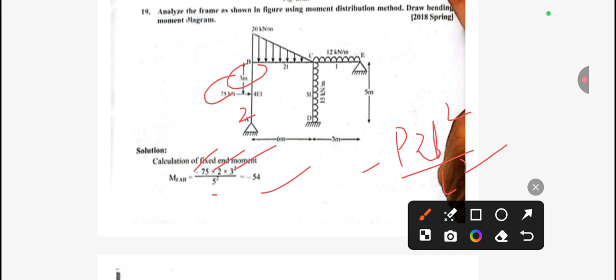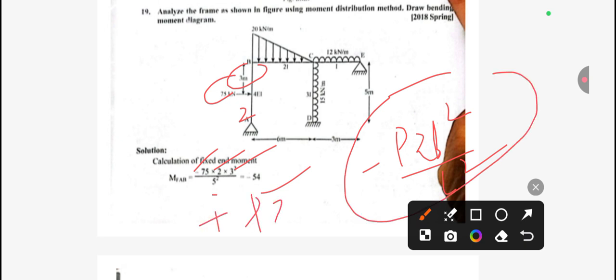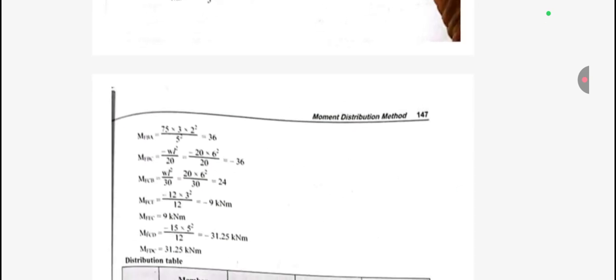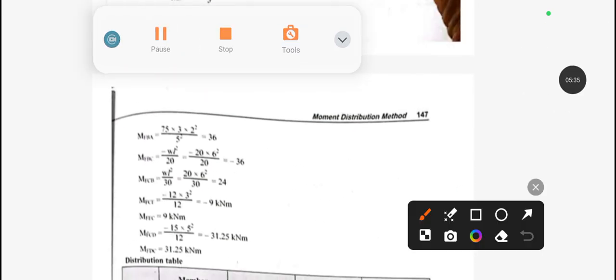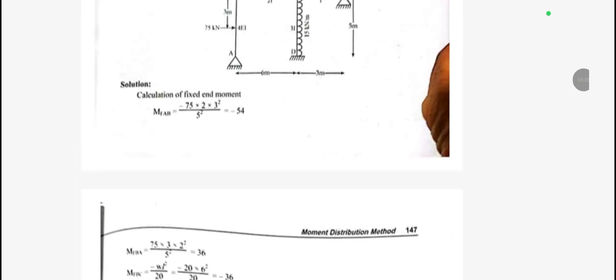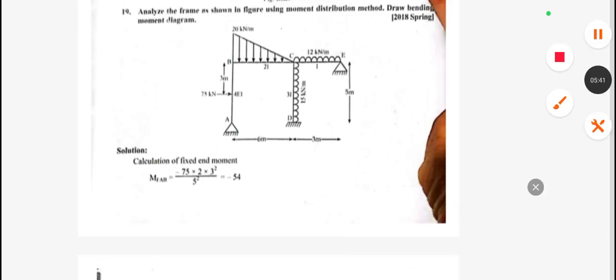Similarly, this is for A to B, it means the left end. And if you need to calculate the right end, then we just have to change the sign. That is plus P A square B by L square. Similarly, the values of A and B will be the same. So we have calculated this value, 36 kilonewton meter.